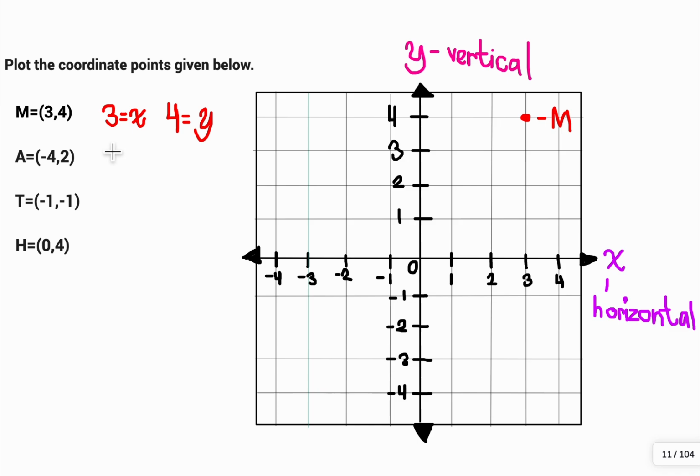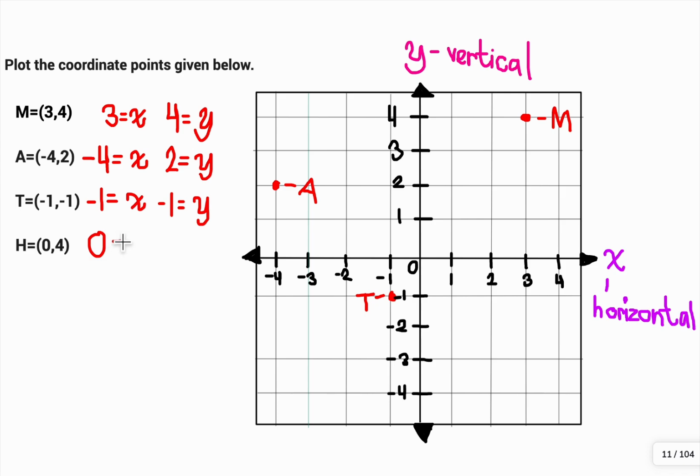Moving on to the next point, we do the same thing. -4 will equal our x, and 2 will equal our y. So we start from the origin, and we go left to -4, and then we go up to 2 for y. So that will be point A. Now for point T, we have -1, that will be x, and then we have -1, which is y. So we start at the origin, go left to -1 for our x, and then we go down to -1 for our y. So then we just plotted our point T.